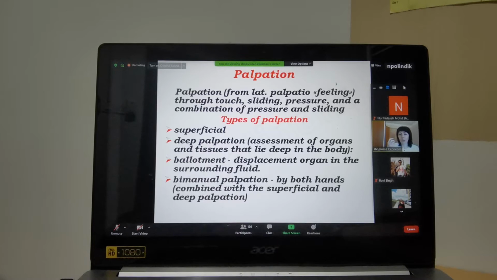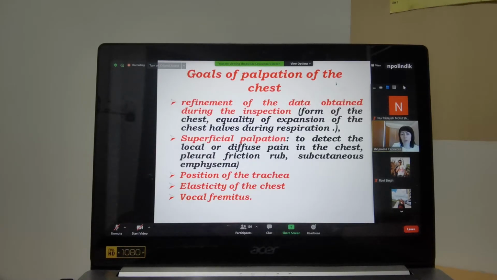About deep palpation, it is usually for some abdominal organs. And ballottement palpation, if we have some fluid, as a rule in the abdominal cavity, or liver ballottement palpation, kidney ballottement palpation, we can use. And we also have bimanual palpation, when both hands take part in palpation. Just types, general information about palpation.